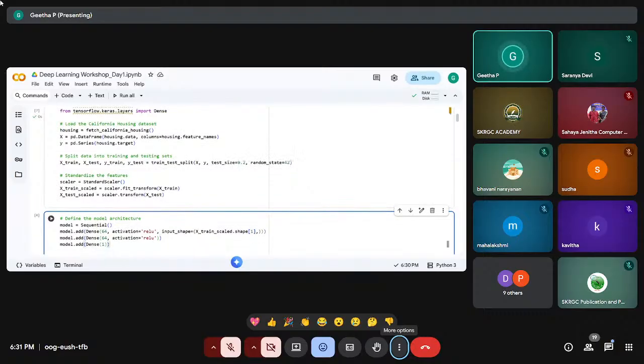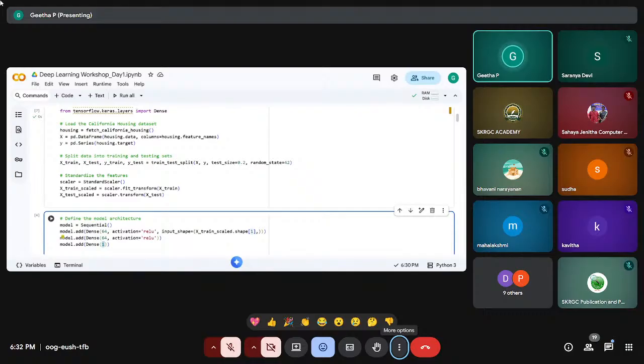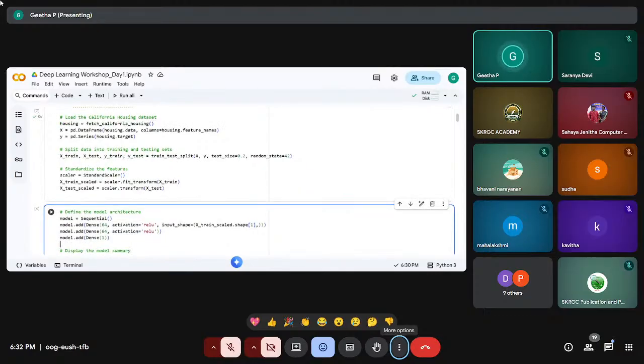Then we add the second hidden layer, which has 64 neurons and a ReLU activation function. Here we do not need to specify the input shape again, because Keras automatically infers it from the previous output. Then we add the output layer, which has one neuron, because this is a regression problem and we predict a single continuous value, the house price. No activation function is used, so by default it is linear.